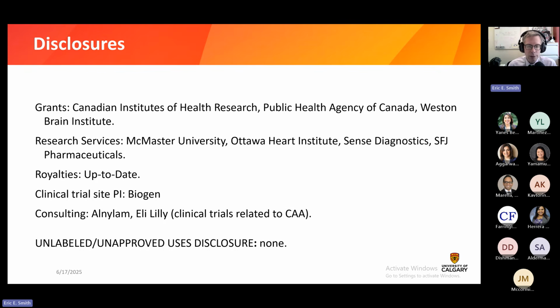And this talk will be about cerebral amyloid angiopathy, a disease that continues to fascinate me with all the various consequences on the brain and clinical manifestations. And so I will go over some of those today.